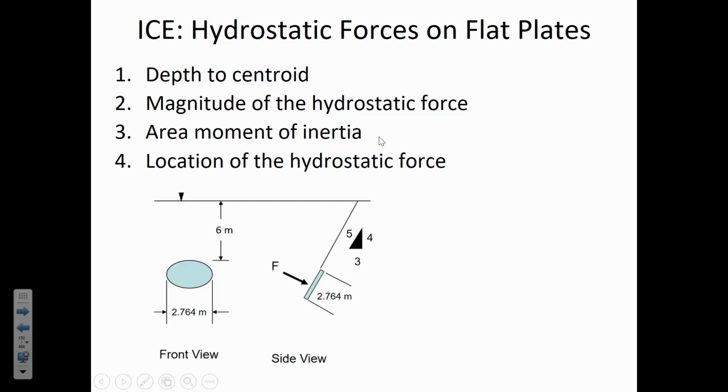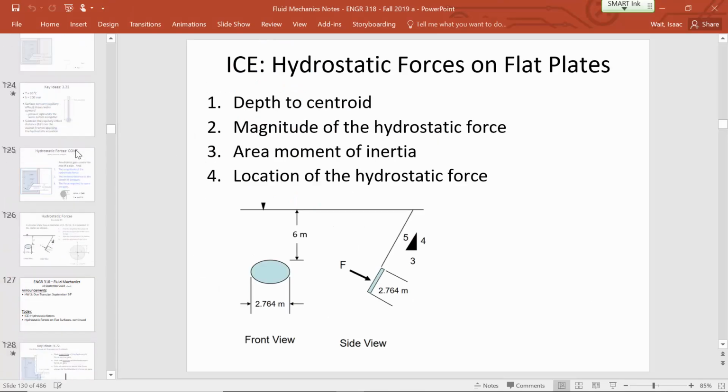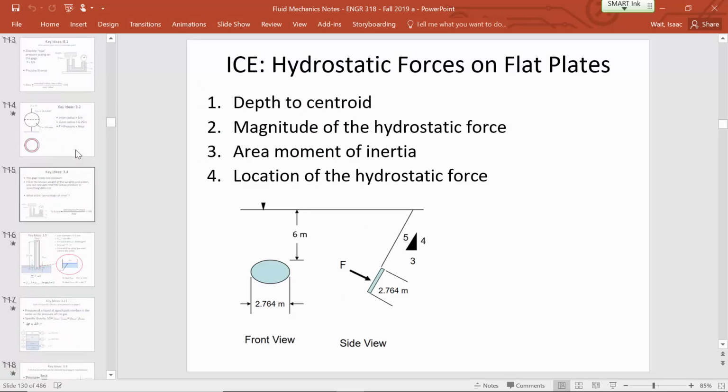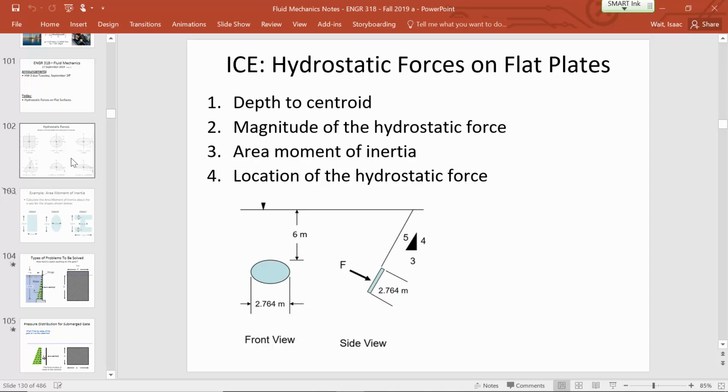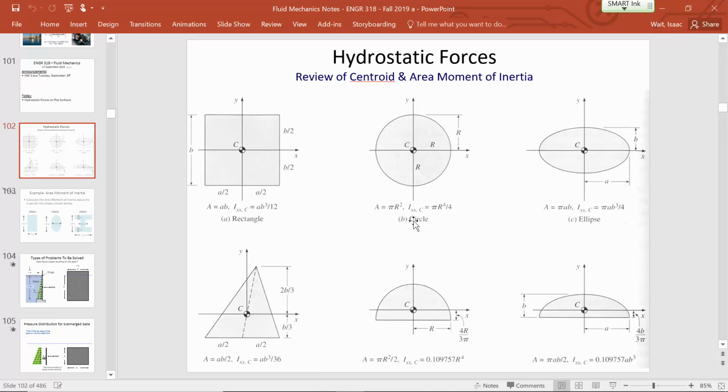So if we go back to the area moment of inertia slide that we had at the beginning of class on Tuesday, we can find the area moment of inertia for a circle. I about the horizontal axis is pi radius to the 4th divided by 4. Okay, so that's what you'll use there.